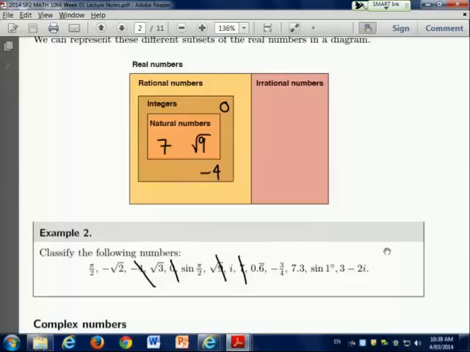All right. Anything else you're going to put on this diagram? -3/4. Yeah, where are you going to put it? Is it a whole number? No, it's a fraction. So it goes out here. Okay, so 0.6 recurring is a rational number because it's a repeating digit. So it goes here.